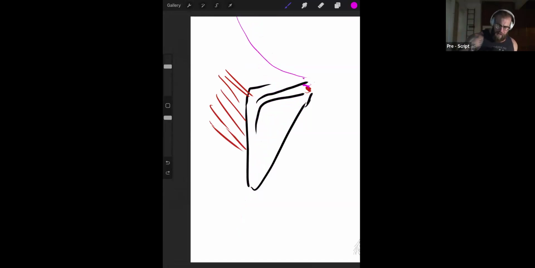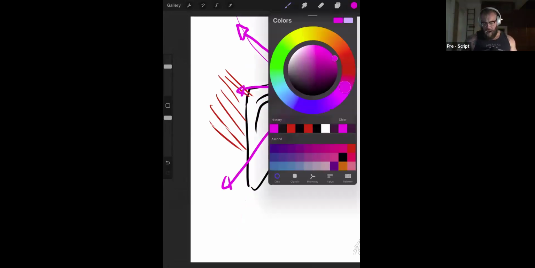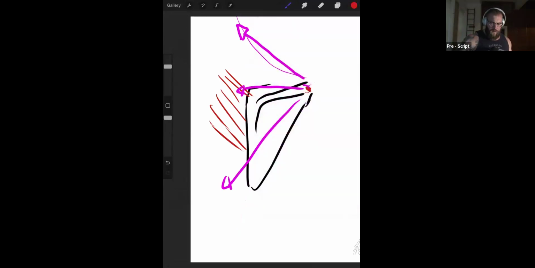To simplify things, we have an upper trap that has a net vector here, a lower trap that has a net vector here, and a mid trap that has a net vector here. And then the rhomboids are going to have a net vector. Net vector just means a force with a direction, or the direction of a force. So now we have a bunch of different things playing tug of war with this little bone island. And we also have the levator, right?